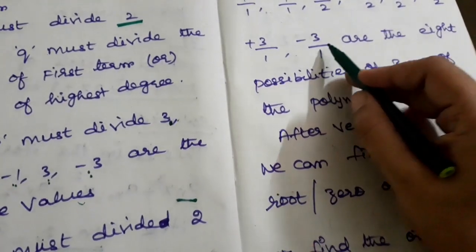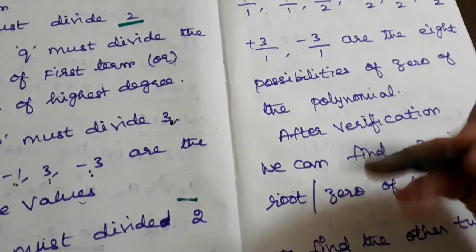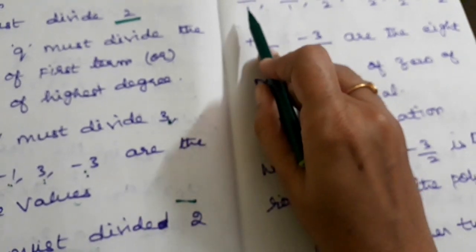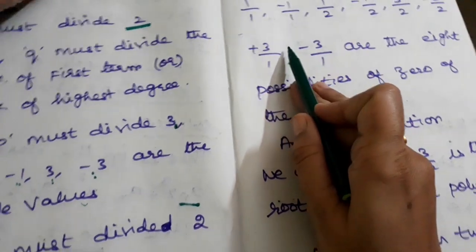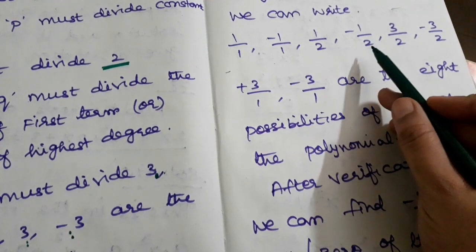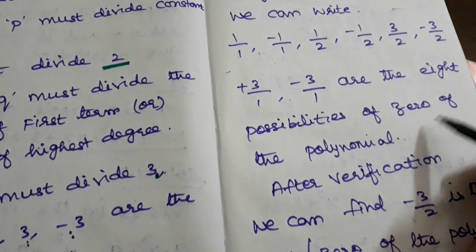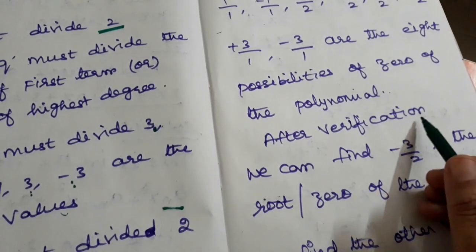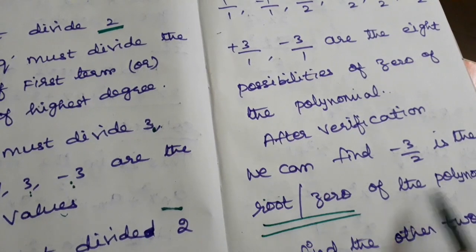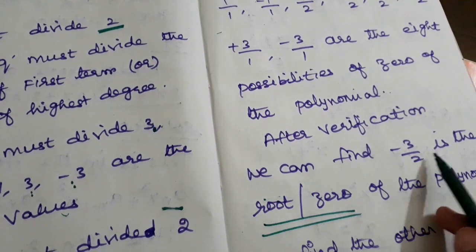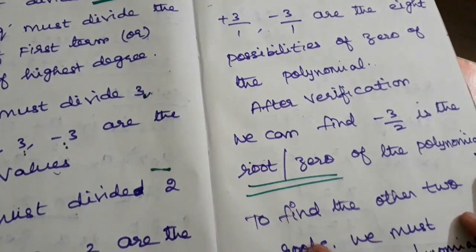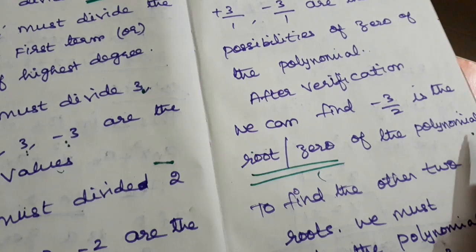We can just write the possibilities, but we have to check one by one. We put x equal to 1, x equal to minus 1, x equal to 1 by 2, minus 1 by 2. Where we get the value 0 for the polynomial, that is called a 0. After verification, we find minus 3 by 2 is a root or 0 of the polynomial. A root of the polynomial can also be called a 0 of the polynomial.